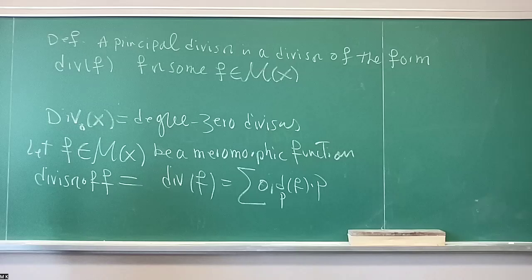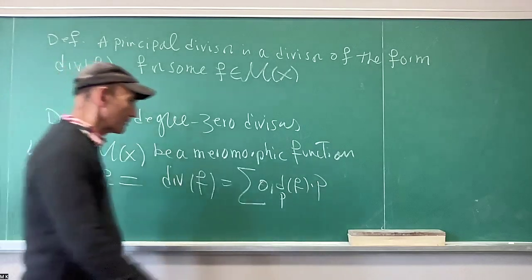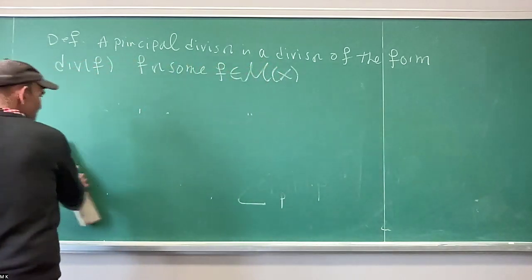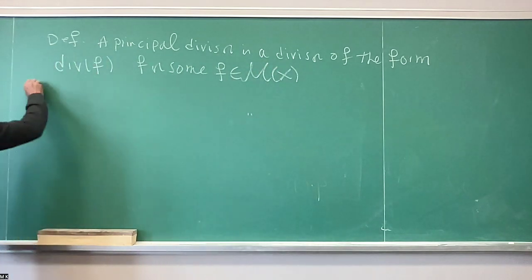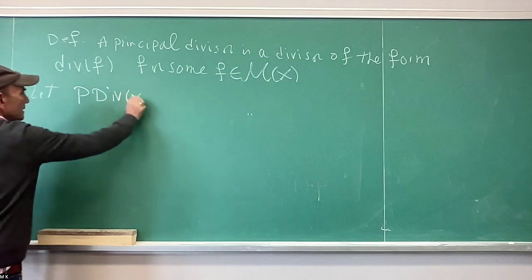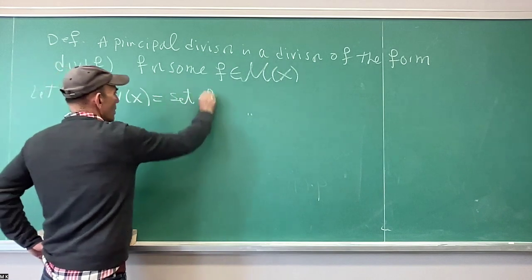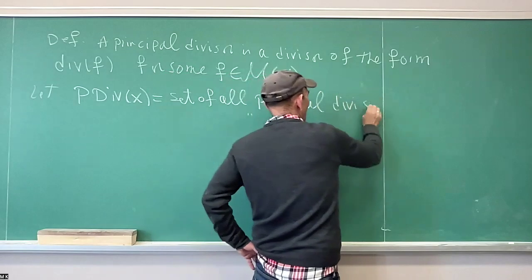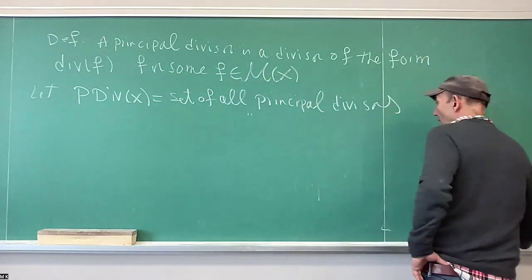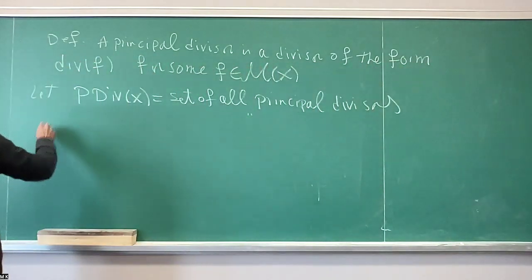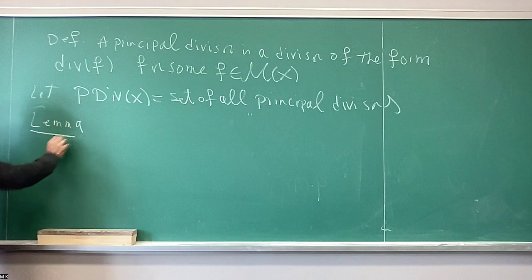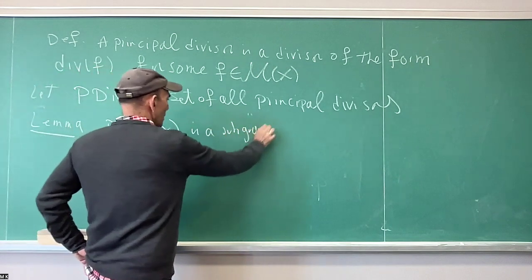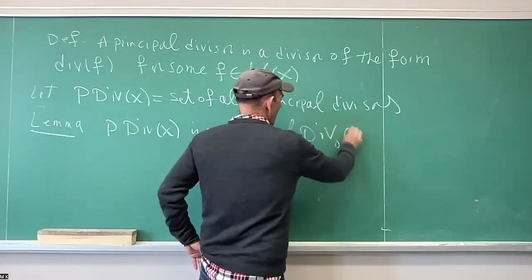Okay, so what is going on now? I want to check, and that's not difficult, that principal divisors actually form an abelian subgroup. So let P div X be the set of all principal divisors. Right? So we take the set of all principal divisors, and now this is a subgroup. This is a little lemma: P div X is a subgroup of div 0 of X.